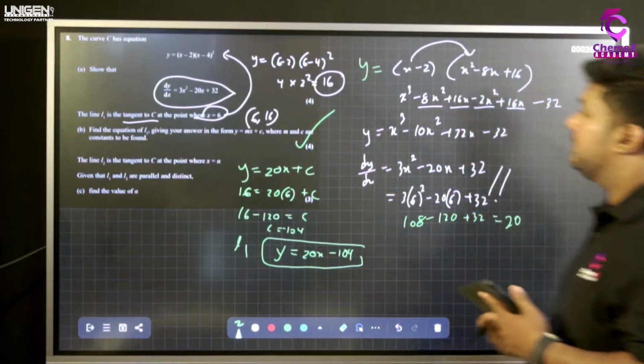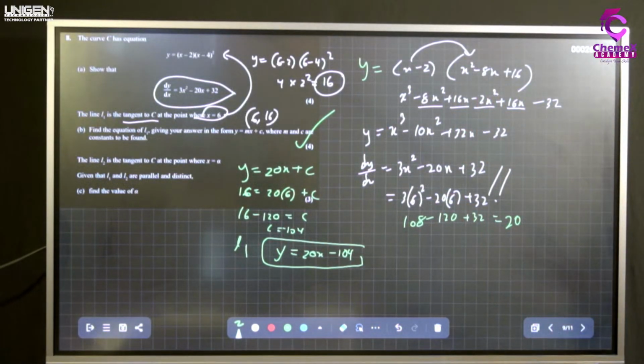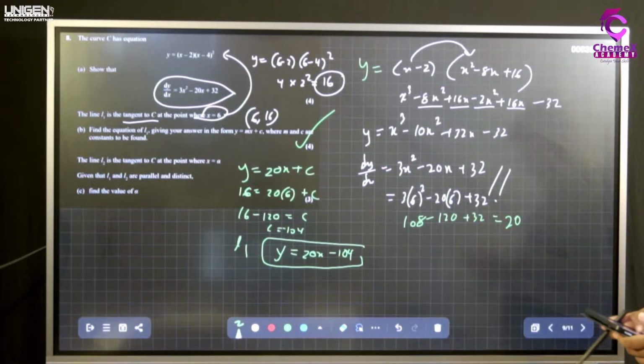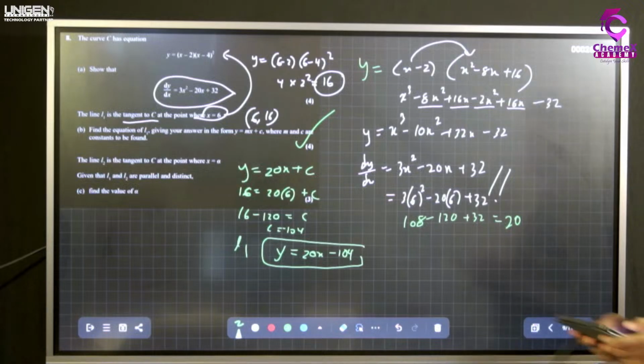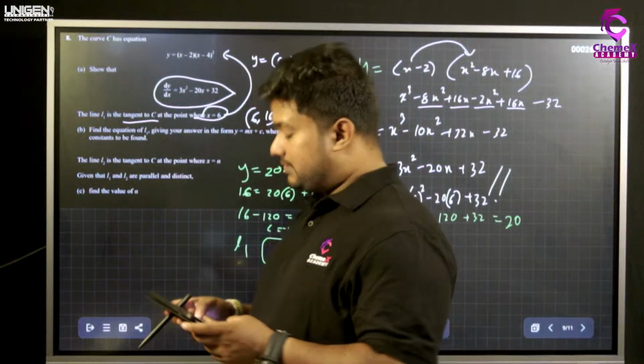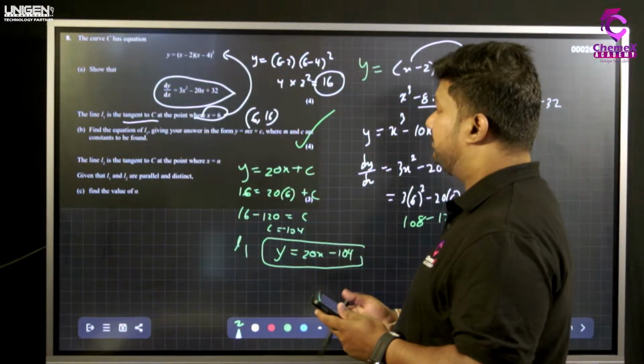4 marks done. Any questions? Any questions, Gamita and Vivek? No questions at all. So this is the equation of the tangent.